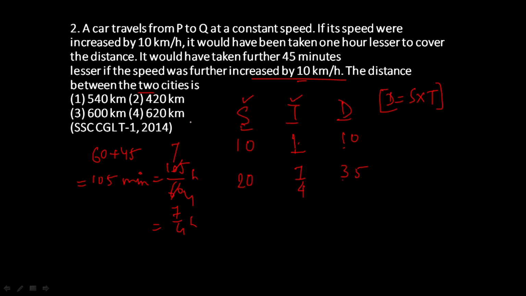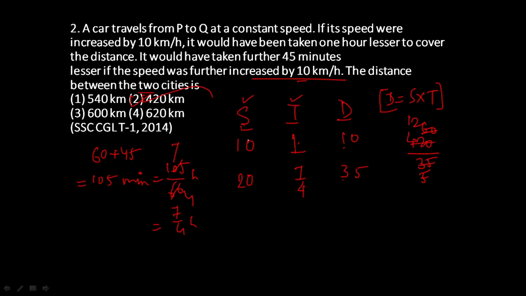Can 540 be divided? No. 420 can be divided by 35, yes. How? You can see that 7 5s are 35, 7 60s are 420, so 35 into 12 is equal to 420. So 420 will be the answer. This is the shortest way to solve it.